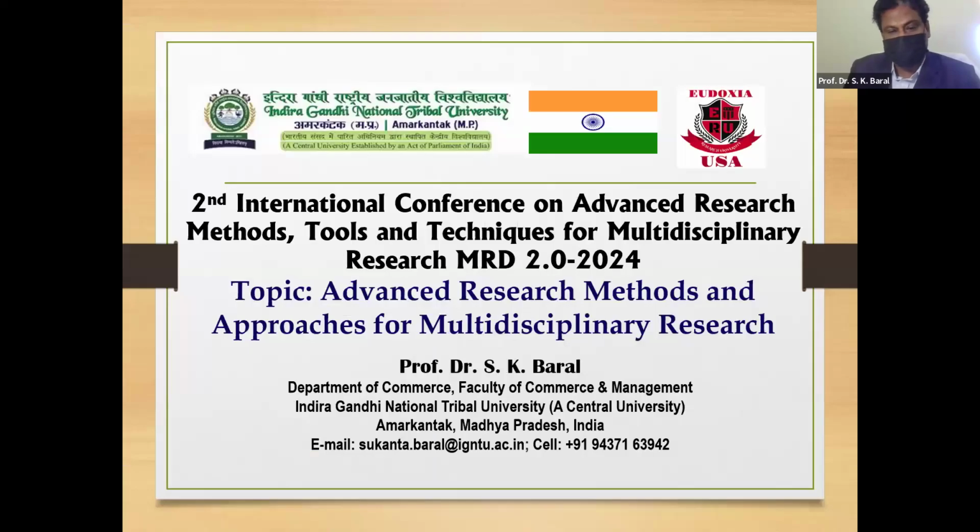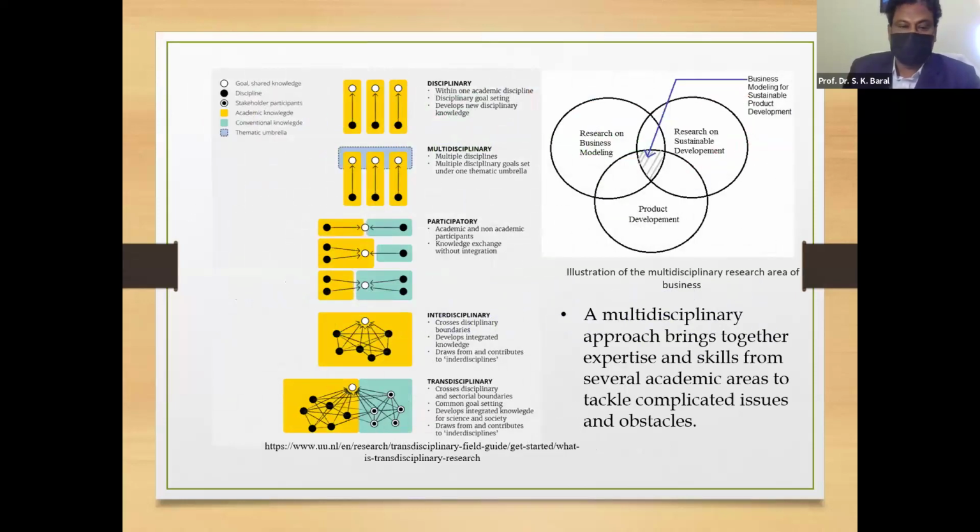For multidisciplinary research. So with this, let me share with you a very beautiful slide. The yellow color is the academic knowledge you are seeing here. The black dots you are getting, these are the disciplines. And the white circle you are getting is the goal. And the gray color you are getting, it is conventional knowledge. And one more gray color is there, it is thematic umbrella. Let us understand the model.